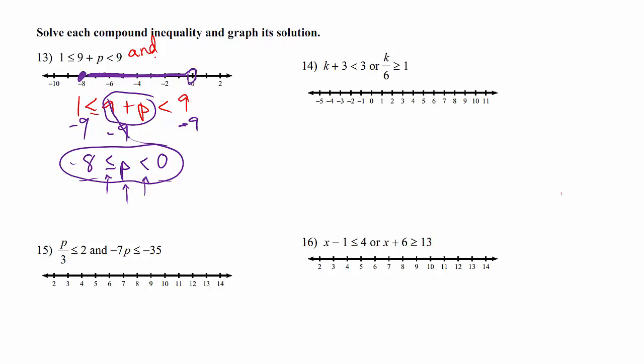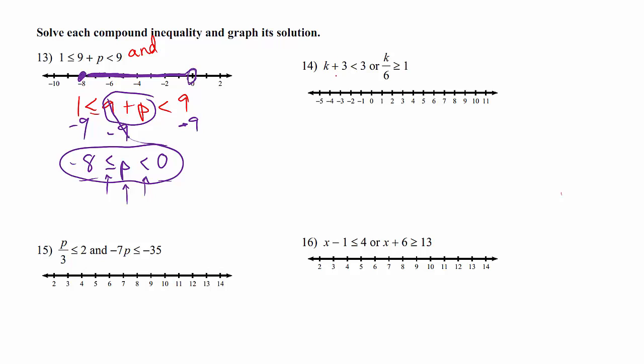So anytime we have an "and," or a situation like this where we have two inequalities combined into one, we should end up shading in between. That's something we can rely on, that it should happen. If we have an "or" statement, like on 14, the opposite's going to happen.